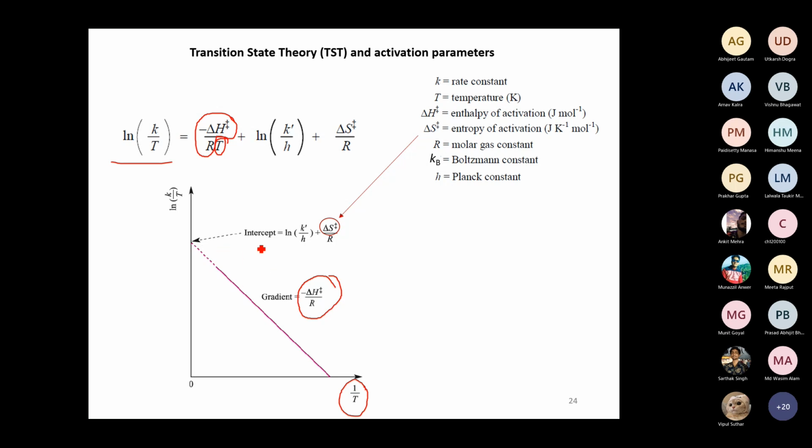And whatever the intercept you get, that is ln k dash by h. K dash is already a constant for a particular temperature, and R is a constant. From there you can get the value of the entropy of activation. Is it clear or not?